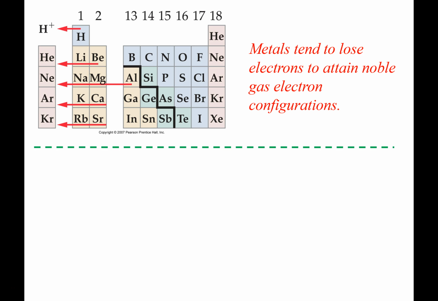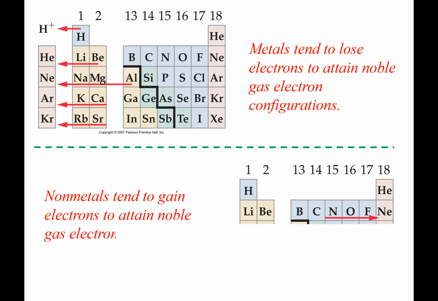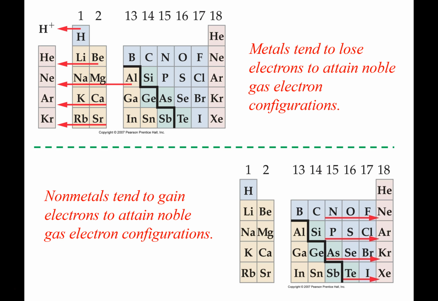Rubidium, where's rubidium going? Well, rubidium's right down here. It's going to kick off 1 electron. It has 37 protons, now 36 electrons, and it will be like krypton in the period before it. So that's how that works. So metals tend to kick off electrons and form positively charged cations. Nonmetals tend to pick up electrons and form negatively charged anions.